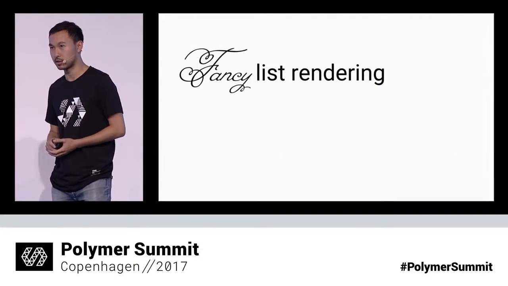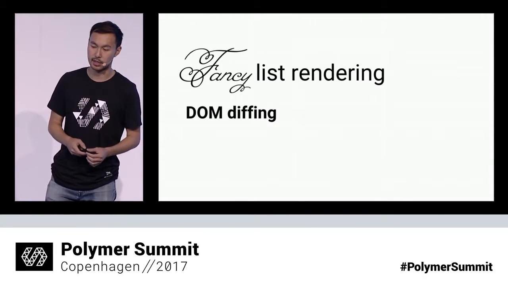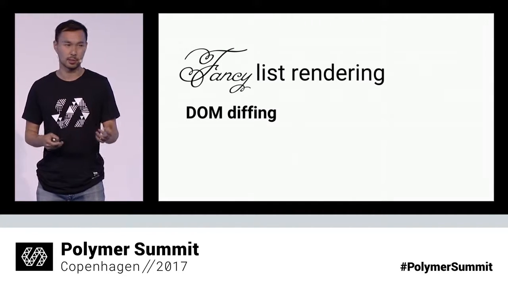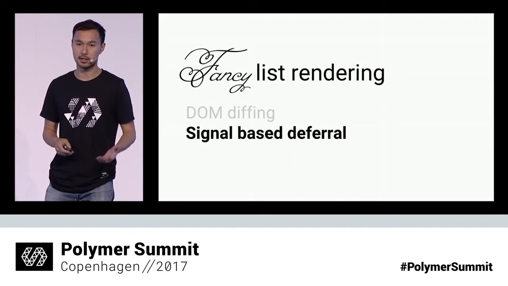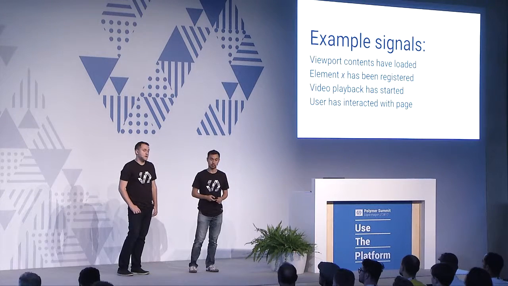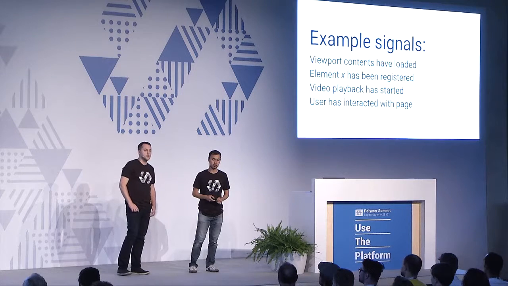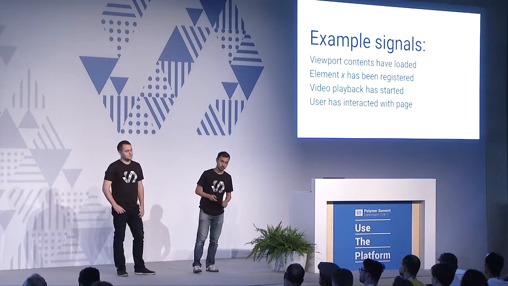Because lists are so important, we spent some time and optimized our list rendering. We do some of the basic stuff that's pretty well known now, DOM diffing, efficient reuse of the DOM. But we also do other things like signal-based deferral. That means we can block some of the content rendering until we get a specific signal. To name a few, we can wait for the content in the viewport to appear, or we can wait for the video to start playback.